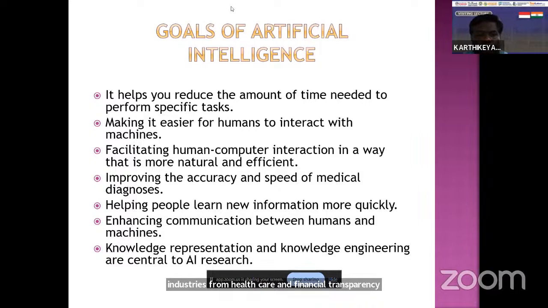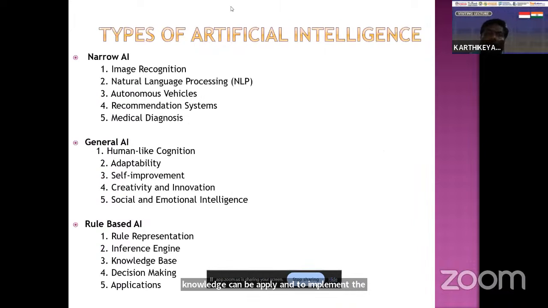And another goal of AI is knowledge representation and knowledge engineering, which are central to AI research. Knowledge representation is nothing but how knowledge can be applied and implemented in the real world. And the next one is the types of artificial intelligence.